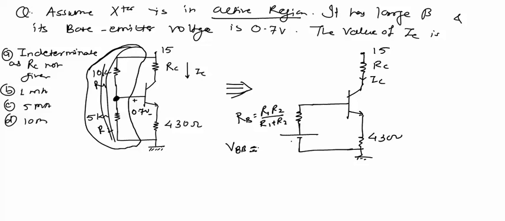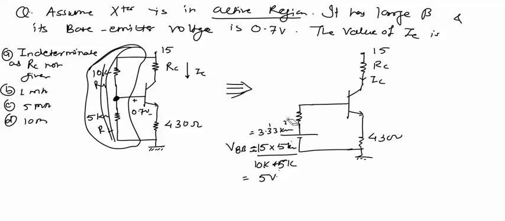It can be calculated as 15 into 5 kilo ohm divided by 10k plus 5k. So this value R1 in parallel with R2 comes out to be 3.33 kilo ohms, and this value comes out to be 5 volts. Now we'll solve this circuit by taking this resistance as 3.33 kilo ohms and this voltage equal to 5 volts.